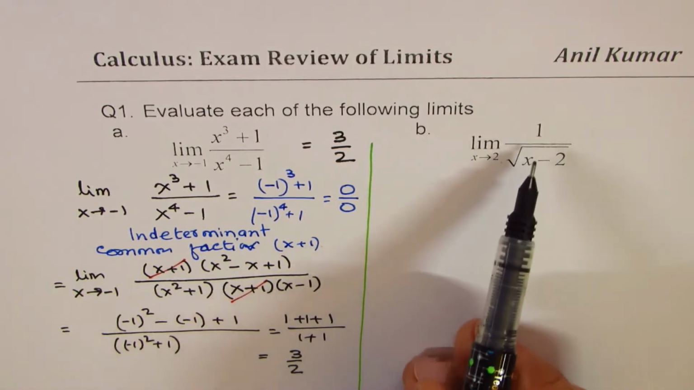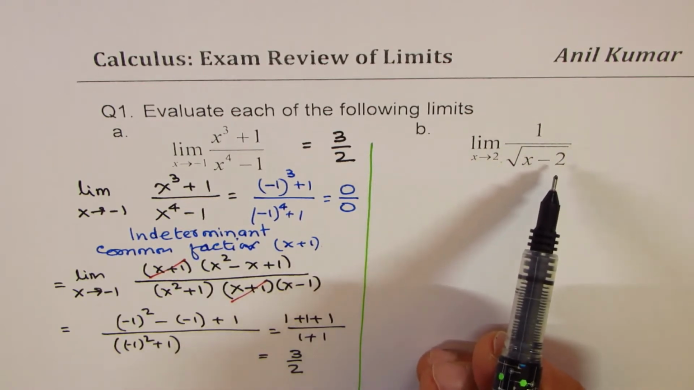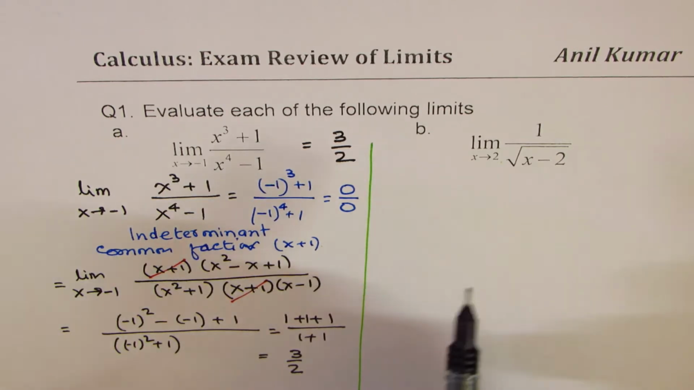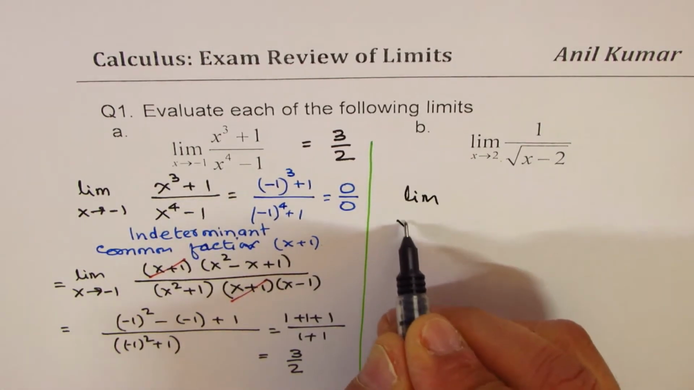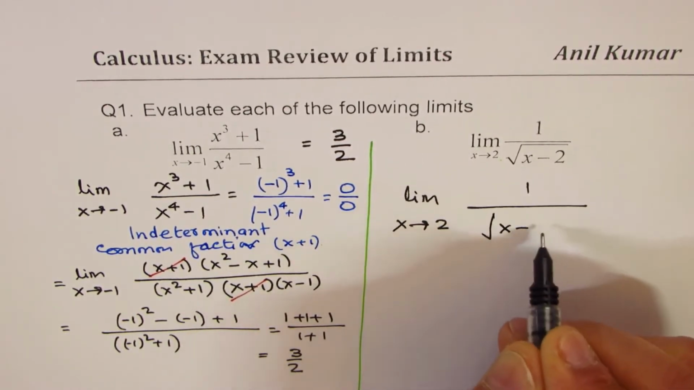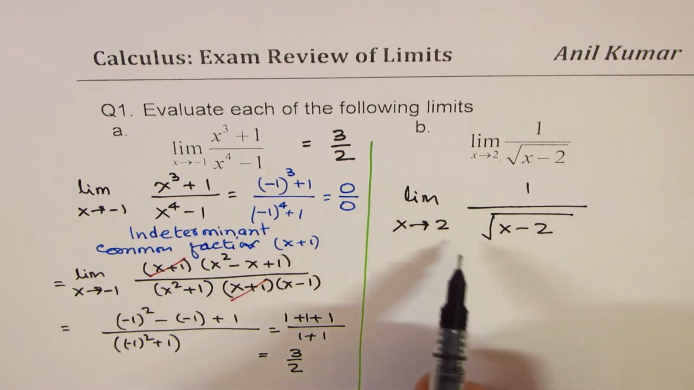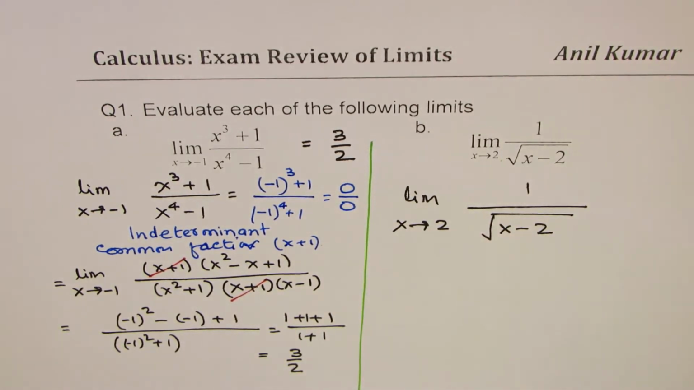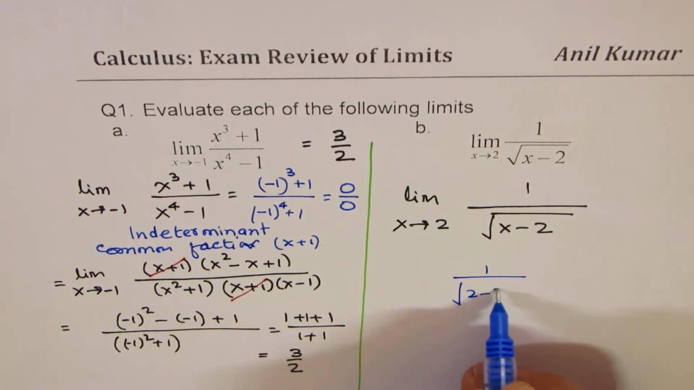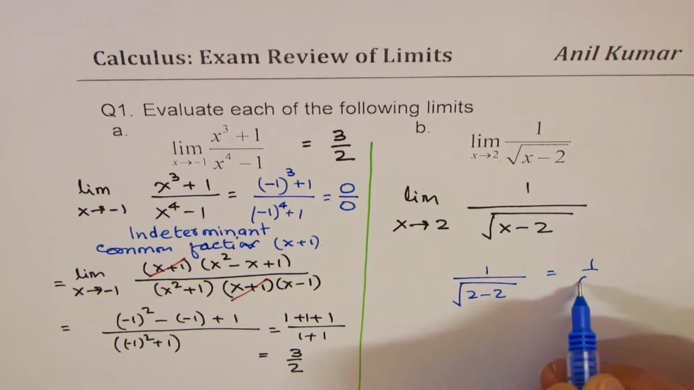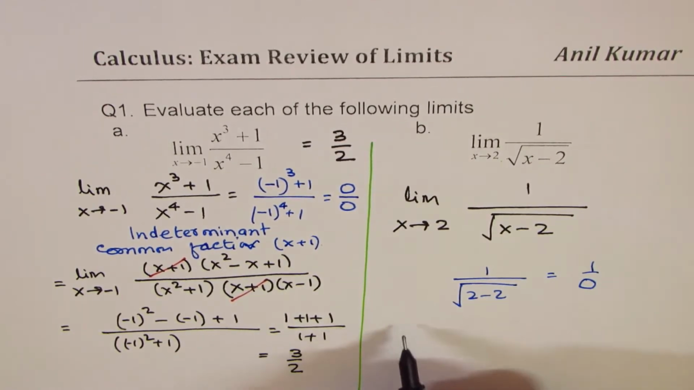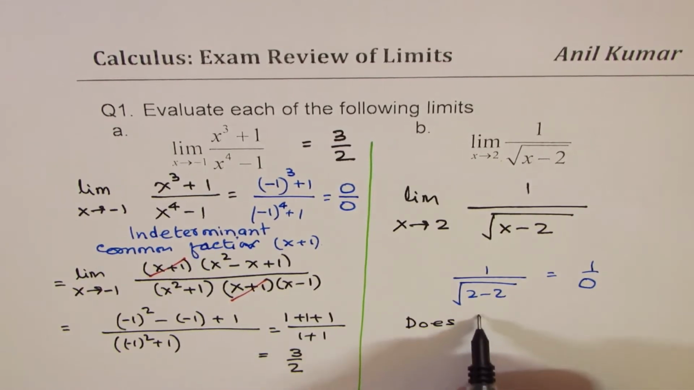We need to find the limit of 1 over square root of x minus 2 when x approaches 2. Now if I substitute 2 here, what do I get? We are working with this function x minus 2, right? If I substitute 2 here, I get 1 over square root of 2 minus 2, which is 1 over 0. Now this is 1 over 0. We know it does not exist, right? So it does not exist.